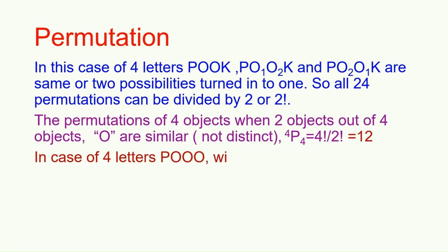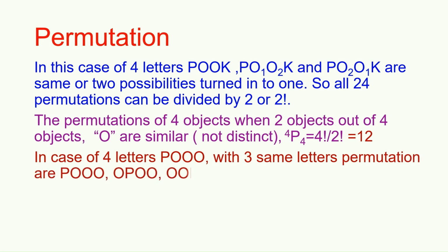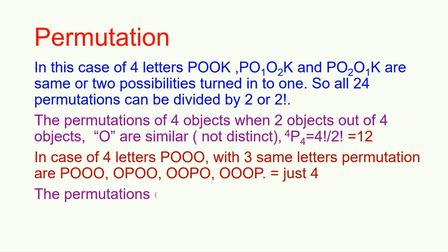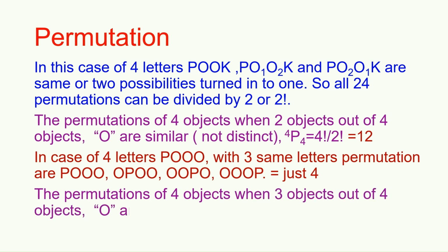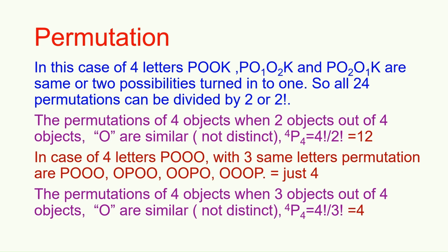In case of 4 letters P, O, O, O, with 3 same letters, the possible permutations are P O O O, O P O O, O O P O, O O O P, which equals just 4. The permutations of 4 objects when 3 objects out of 4 objects are similar, not distinct, is 4P4 equals factorial 4 divided by factorial 3, which equals 4.